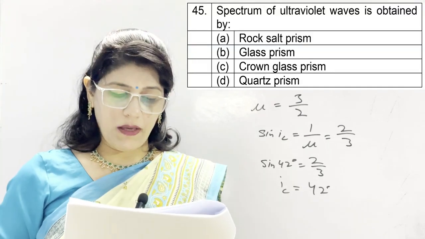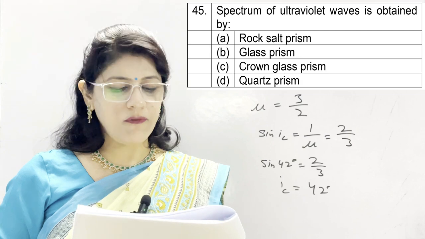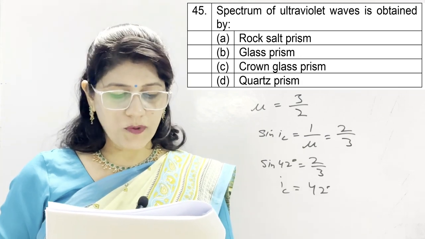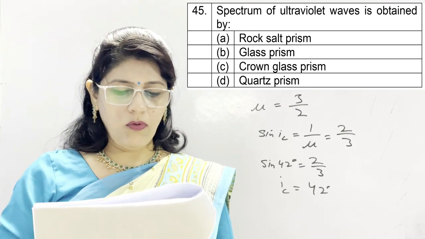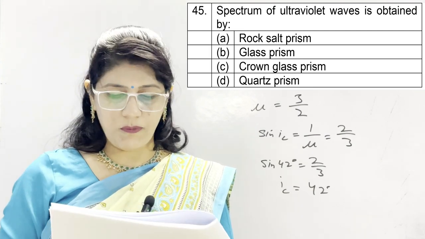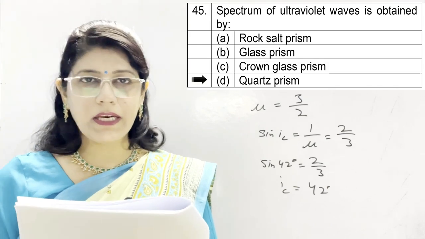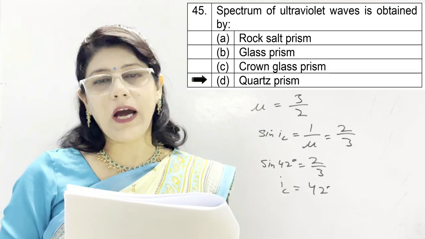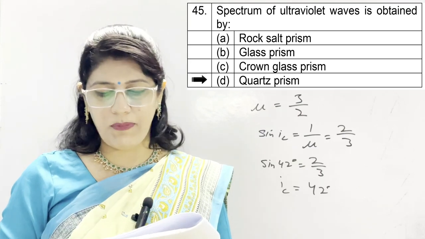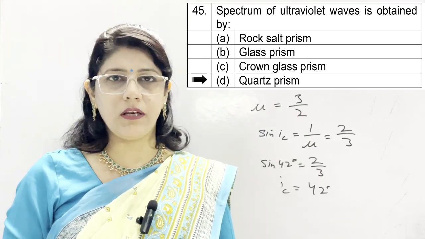Question number 45. Spectrum of ultraviolet waves is obtained by option A rock salt prism, B glass prism, C crown glass prism, and D quartz prism. So option D is correct, which is quartz prism, because we know ultraviolet radiations are absorbed by glass, but they can pass easily through quartz material.